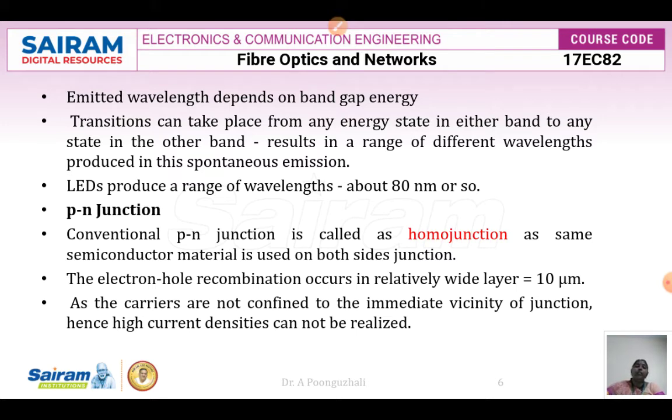Now we'll see about the PN junction. Generally, a PN junction is called a homojunction, because the PN junction is made up of the same semiconductor material. Here the electron hole recombination occurs in a wider layer, around 10 micrometers. When the electron hole recombination takes place, that region is depleted of the charge carriers. The charge carriers are not confined to the vicinity of the junction. As a result, high current densities cannot be realized.